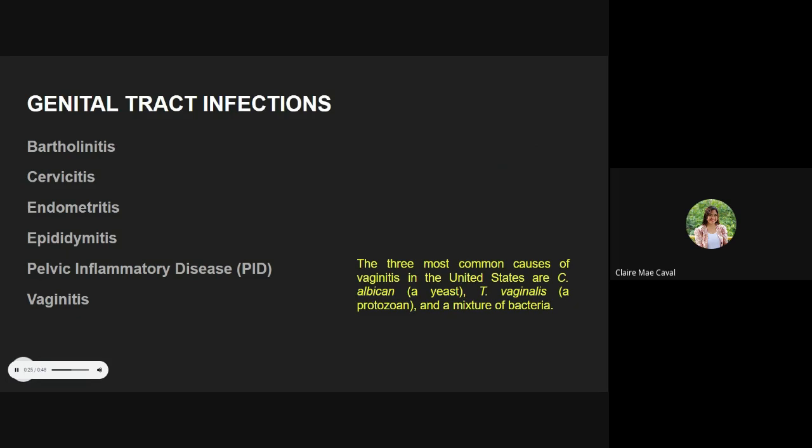And next is pelvic inflammatory disease. That's the inflammation of the fallopian tubes. And vaginitis, inflammation of the vagina. Vulvovaginitis, inflammation of the vulva. The vulva is the external genitalia of women as well as the vagina. So vulvovaginitis, inflammation of the vulva and the vagina.